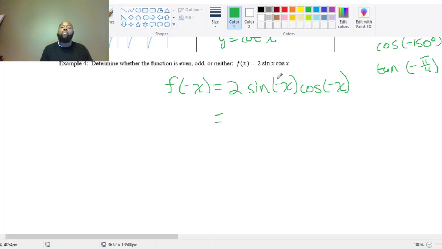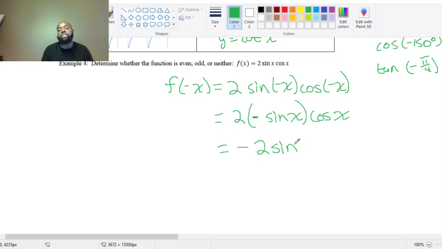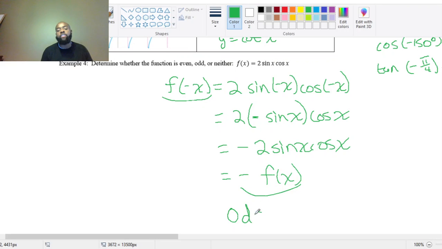All right. Now, when I do this, I know that my sine function is odd, right? So this is the same thing as negative sine of x. Cosine function is even, so this is just the same thing as cosine of positive x, right? So I have a positive 2 times a negative times another positive. Well, that's going to be a negative. I can bring that out front, and it's negative 2 sine of x cosine of x. And this is the opposite, the negative of what I started with, which is negative f of x. So when I start with f of negative x and I end up with the opposite of it, I know that my function is odd.